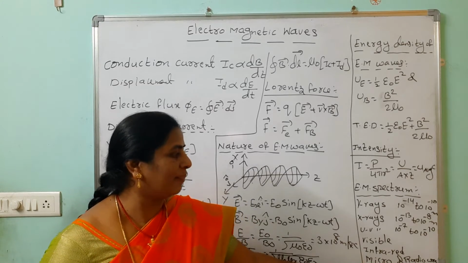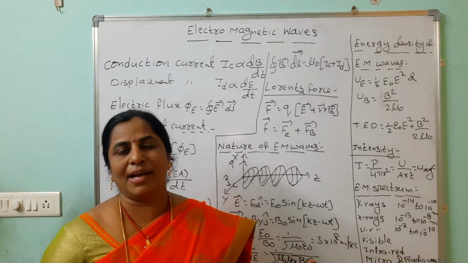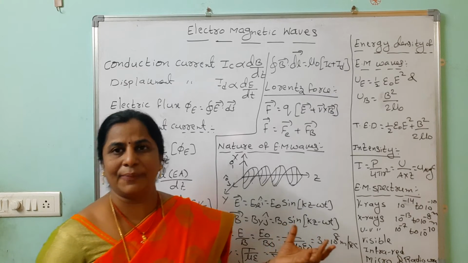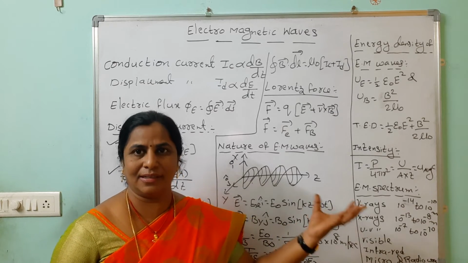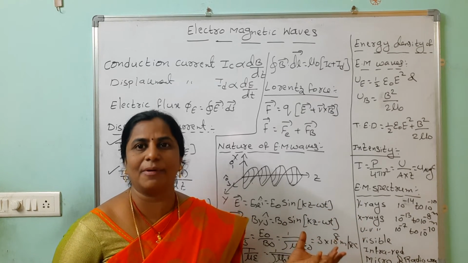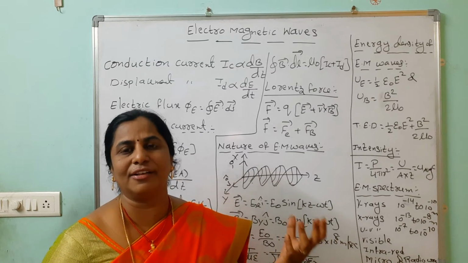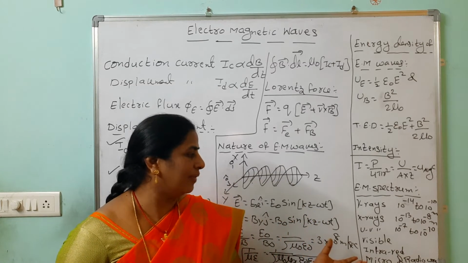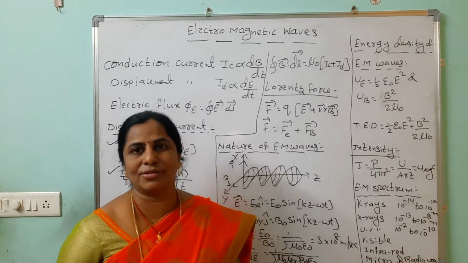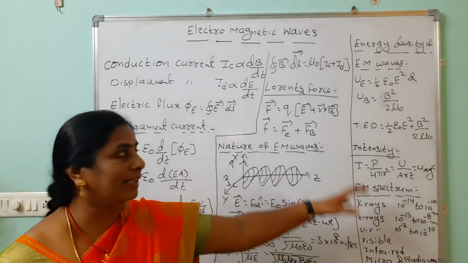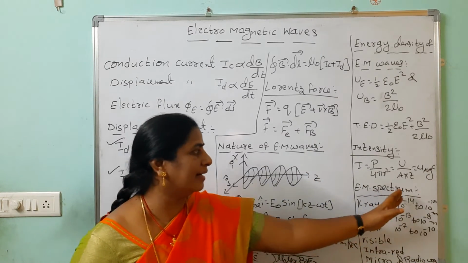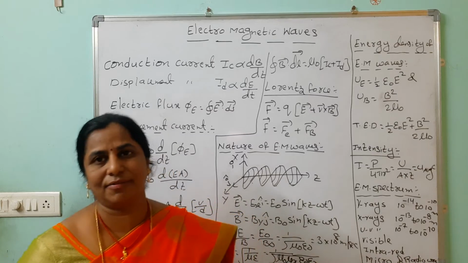The next one is microwaves. You know that microwaves we can use for domestic purposes. In microwave ovens, with the help of those rays we can heat the food and so on. Not only this, in radar systems also we are using it. So these are the electromagnetic spectrum of electromagnetic waves.